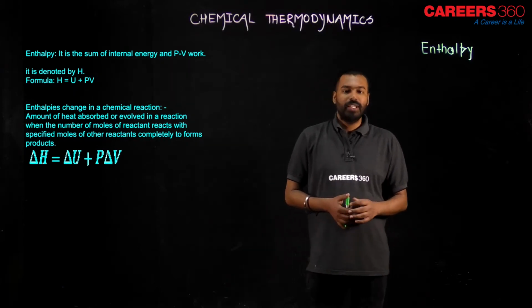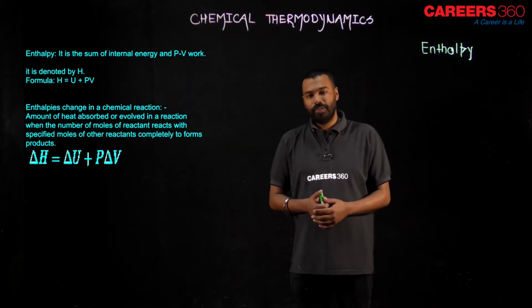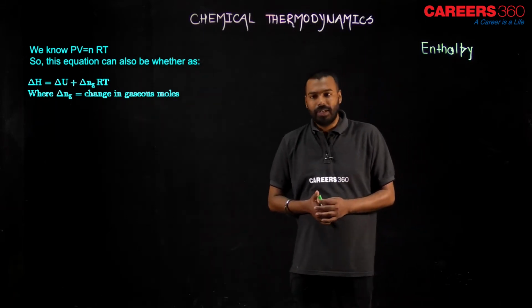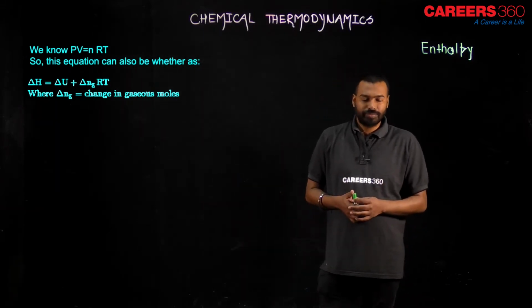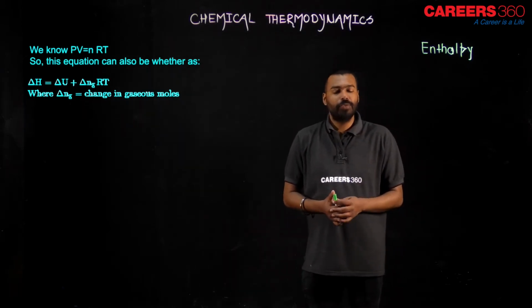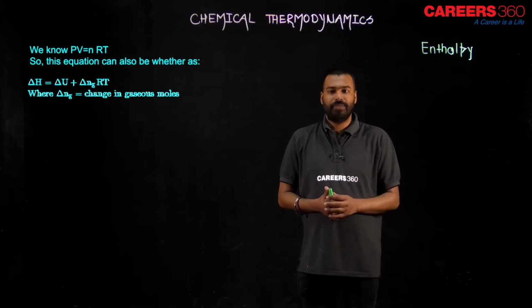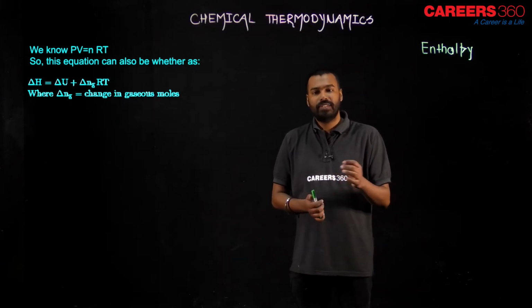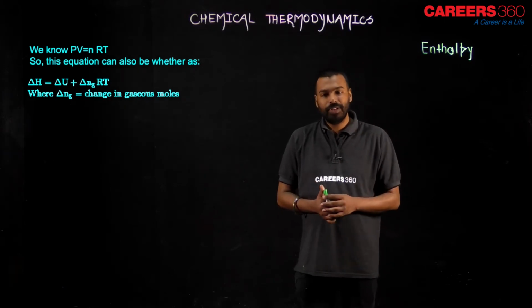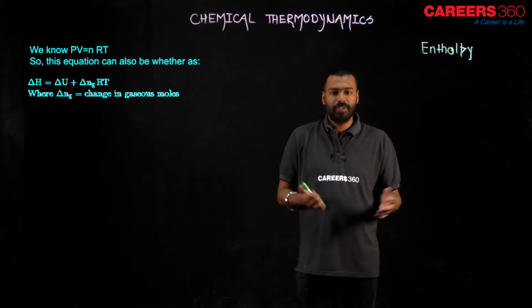Okay. Alright, let us see the next part of the enthalpy now. So, we know that PV equal to nRT. So, in this equation we can also write it as delta H equal to delta U plus delta Ng RT, where delta Ng is change in the gaseous mole. Okay. And if I say PV equal to nRT, there n is number of moles.